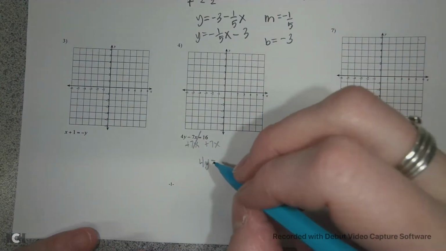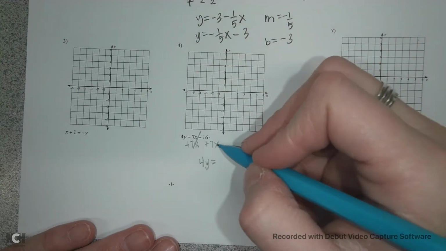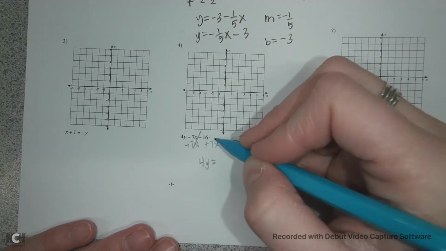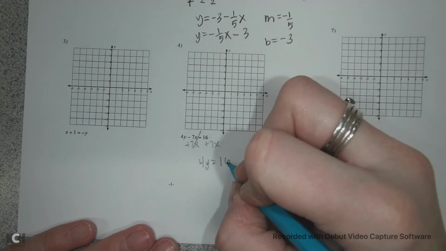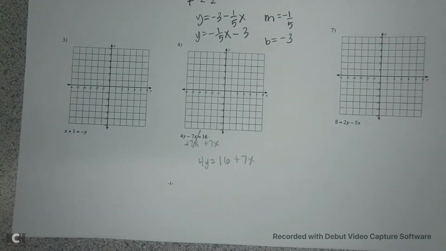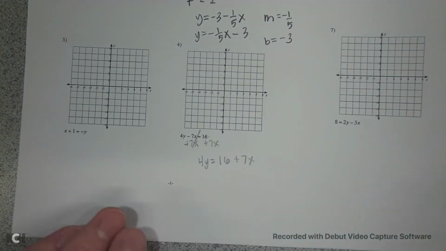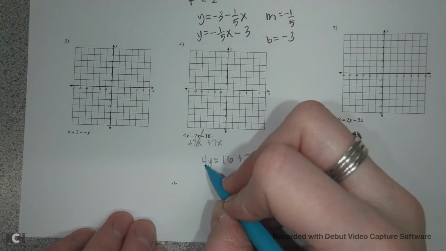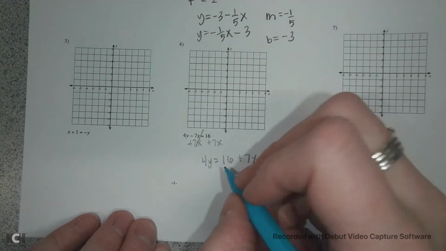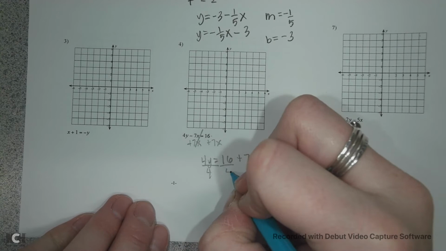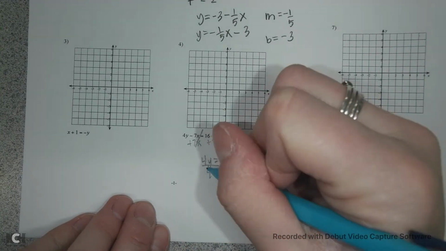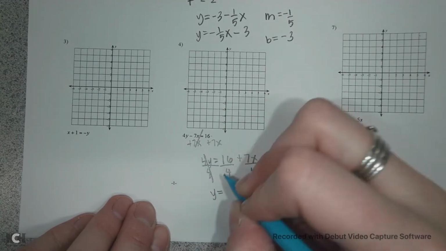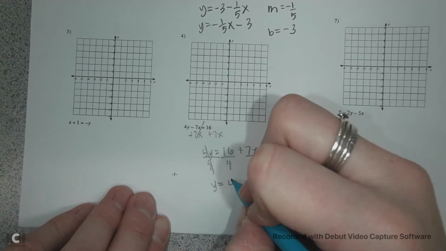Okay, now here's the thing. My 16 does not have an x, but my 7 does. So they are not like terms, so they just hang out, like that. Okay, now the last step is to get my y by itself. Well, since my 4 is getting multiplied by my y, I do the opposite, so I divide everything by 4. Okay, so now I have y equals 16 divided by 4 is 4.